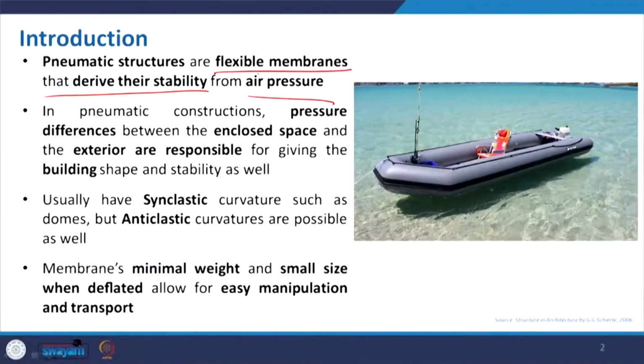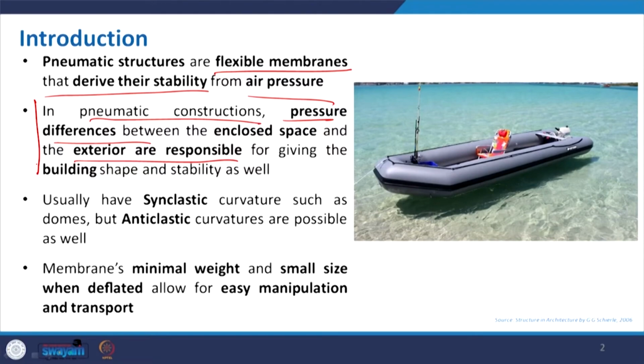If we combine them in a perfect combination, then we will get the stability and the form. In pneumatic construction, the pressure difference between the enclosed environment, that means the interior space, and the exterior is responsible for giving the shape. So, this is the main fundamental of pneumatic structure.